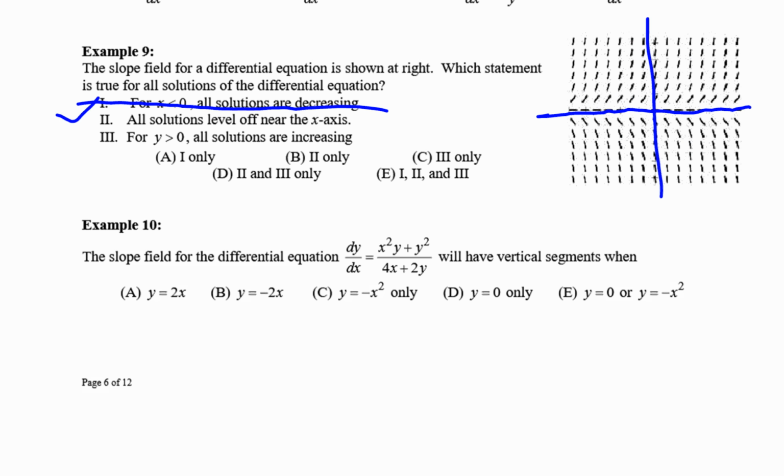That looks like that's true. For y greater than 0, so we're talking about anything there, all solutions are increasing. Yeah, that's true. All right, so it looks like letter D.